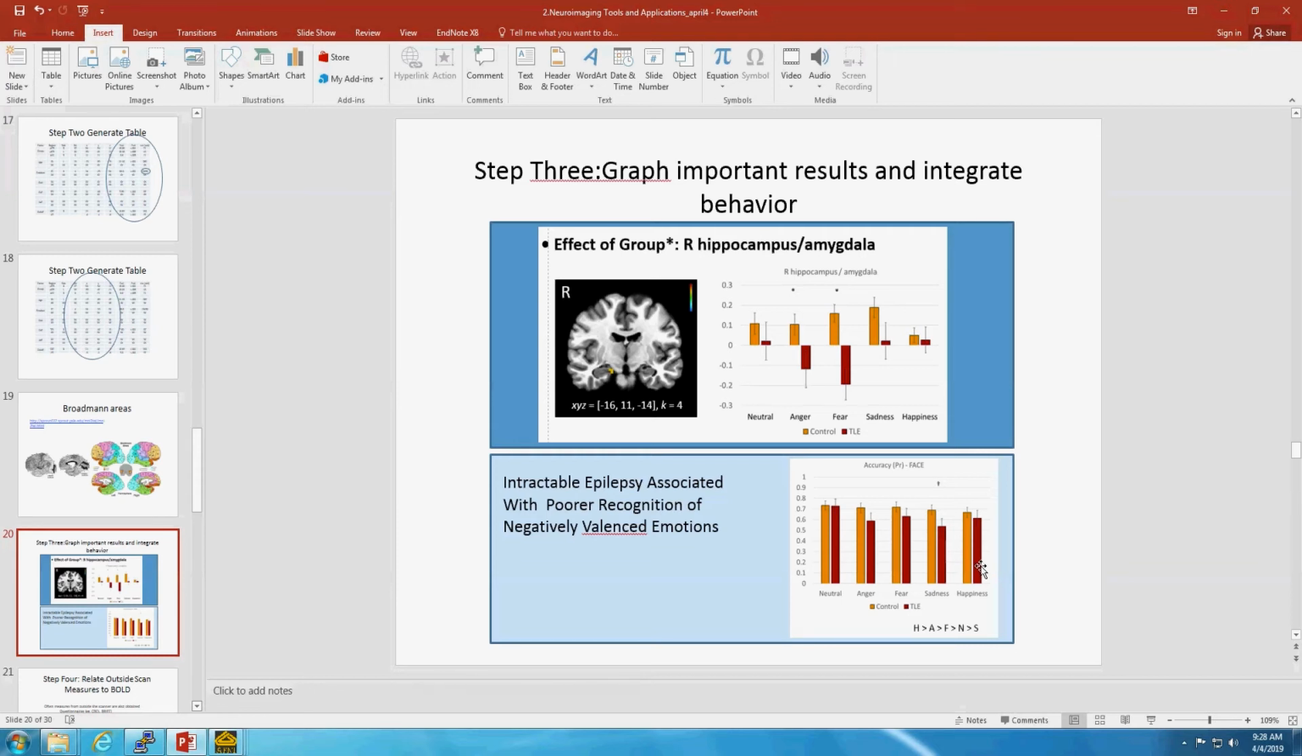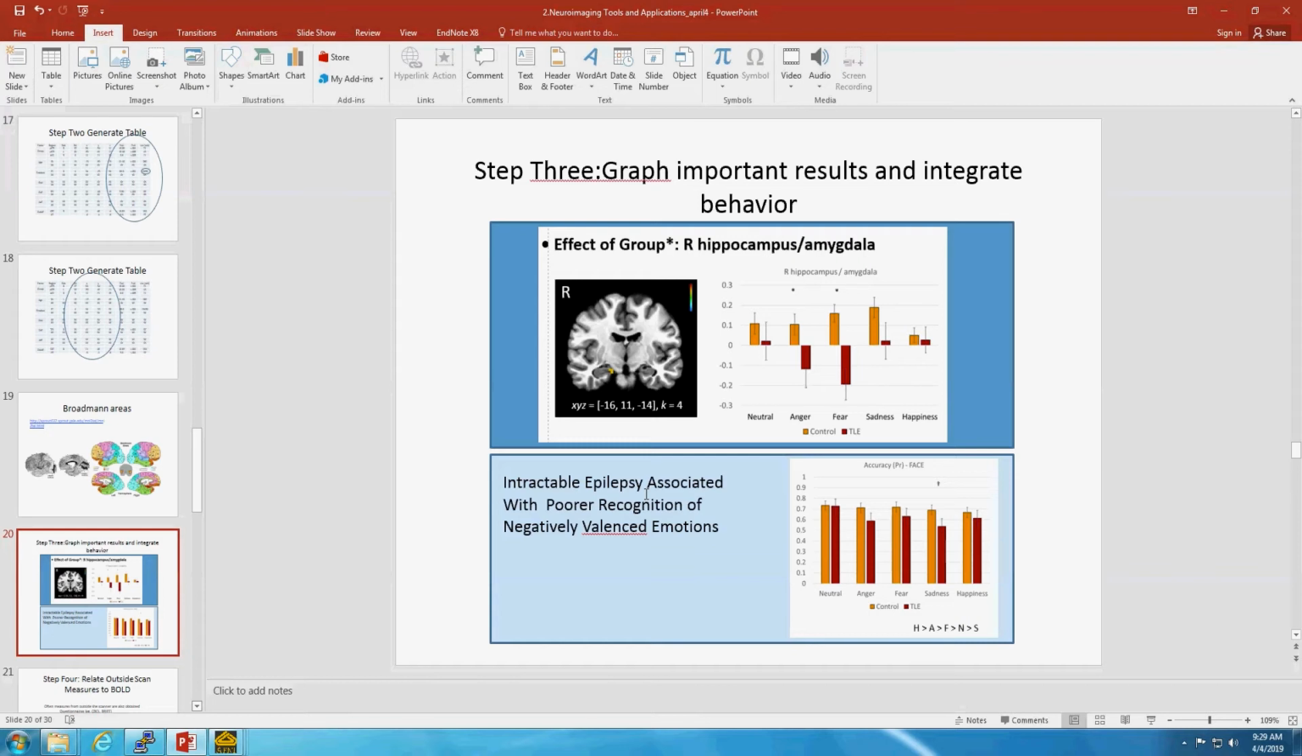Is that right? So inside the scanner, what we see here is that the controls are pretty good, 75, 80% across all emotions, identifying them correctly. The epilepsy ones are having particular problems with anger, fear, and sadness. A couple of the same ones that they're showing a hypoactivation in their area, in this area up here.